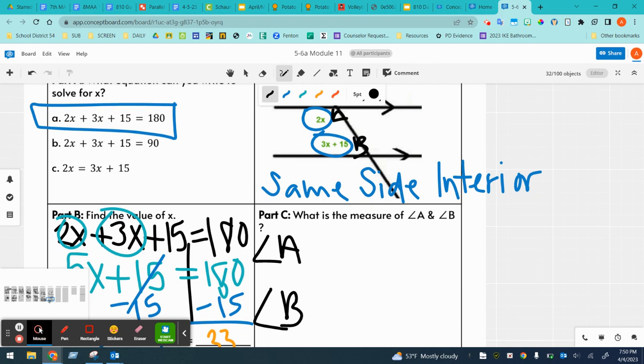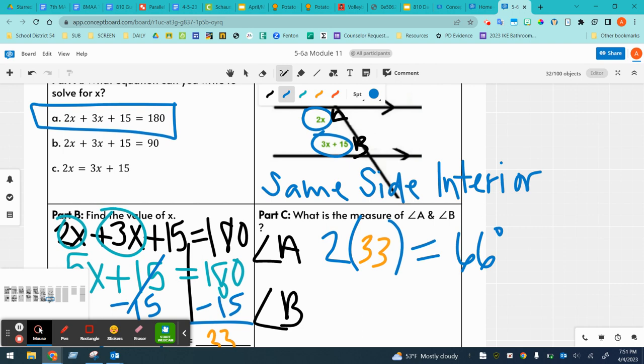Now, if we look here, A is represented by 2x. And we know we just found out what x is equal to. So we're going to substitute in that 33. 2 times 33 would give me 66 degrees. Do not forget that lovely degree sign.